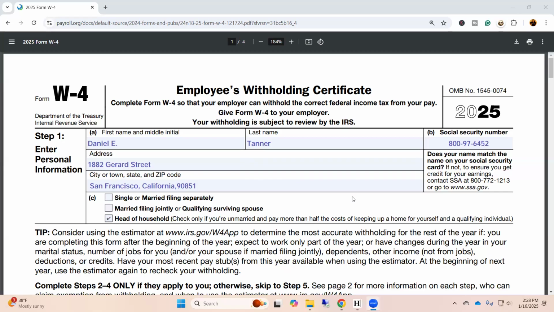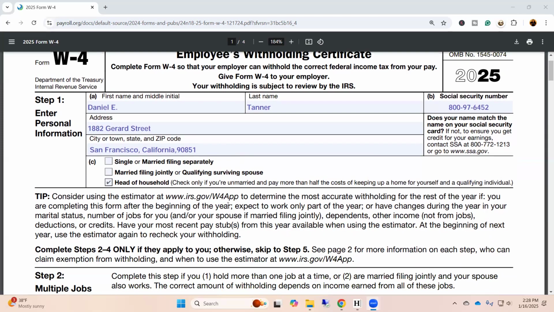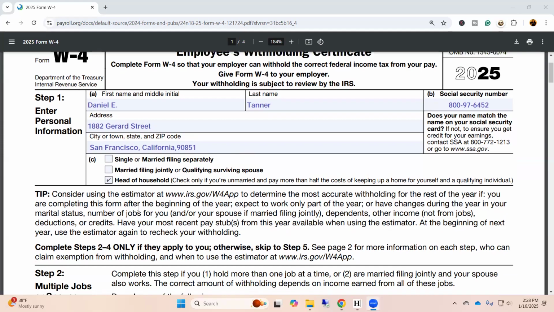Now, for Daniel Tanner, we want to make sure that his most recent address is on the W4, okay? So you may be thinking, well, I just moved. Which address should I put? You want to put where you live right now because if there's any correspondence that needs to happen between you and HR or when your W-2 is filed, you want to make sure that your W-2 goes to the address that you live at now, okay?